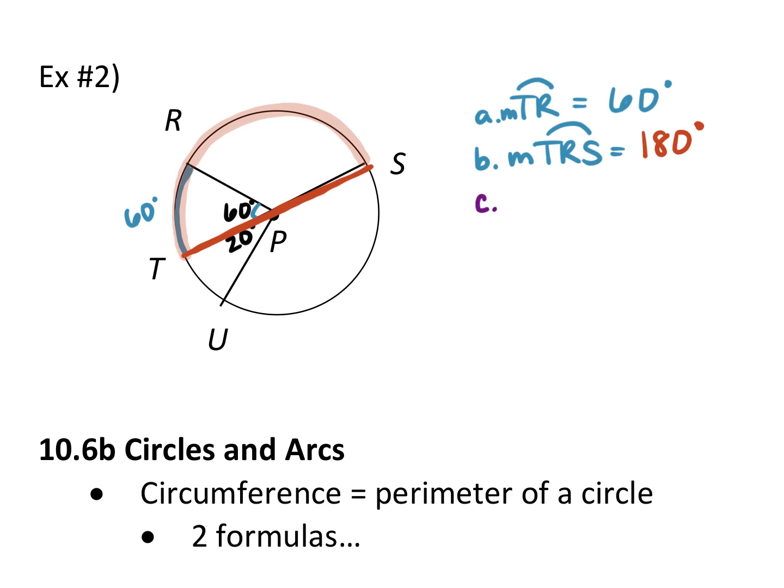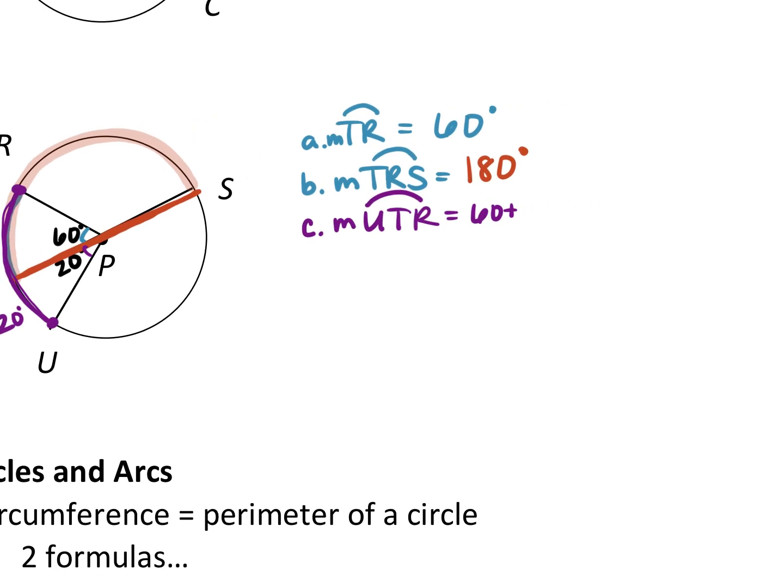Okay, third one. What's the measure of arc UTR? So starting at U, going through T, around to R. So this purple arc is what? 80. If the central angle here is 20, then this one's 20 also. So you're just adding those two pieces together. So 60 and 20 would be 80 degrees.